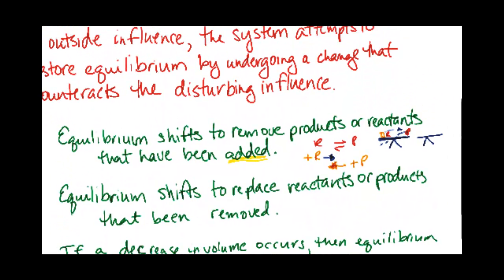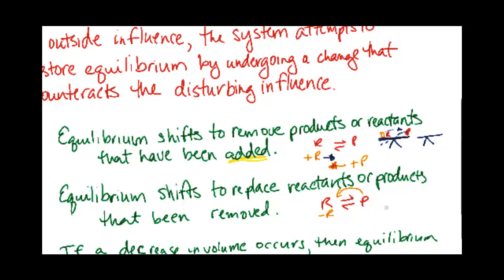If we remove reactants and products, again we've got the same scenario going on here, and we subtract, let's say, a reactant, well, I have to now compensate for that reactant that I took away by giving some of the products back over that way to compensate.